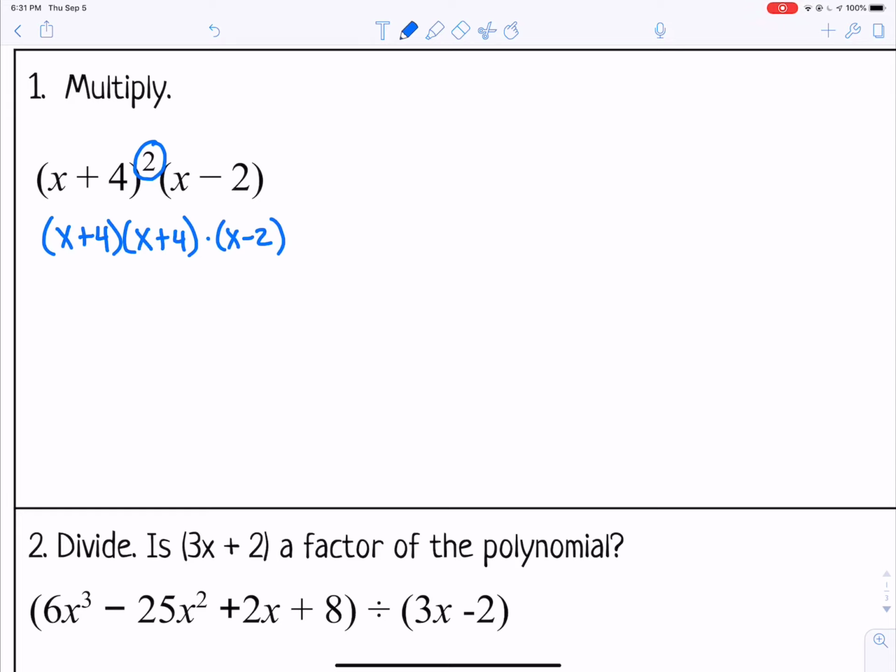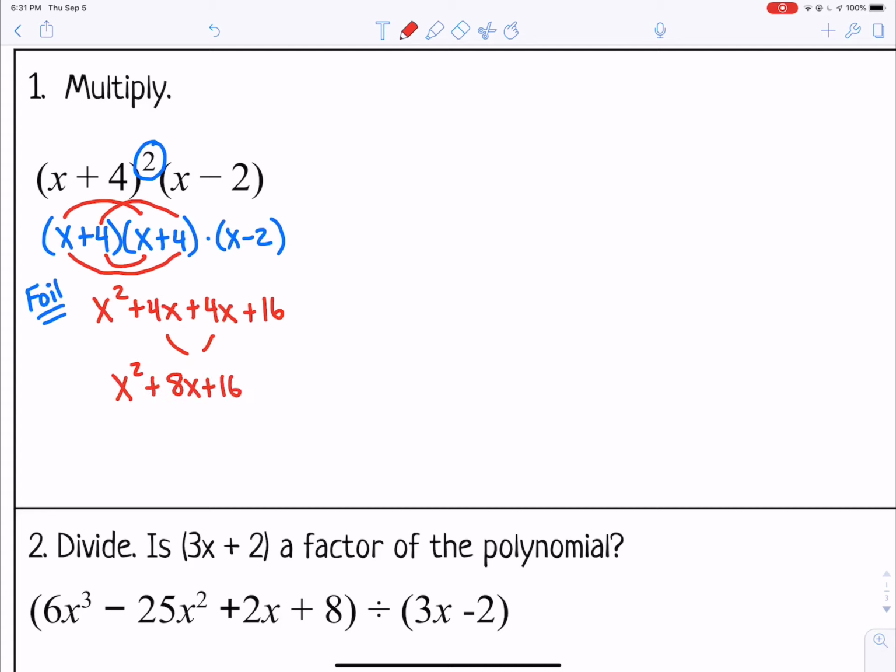So you have to take 2 at a time and FOIL them, and then we'll use the last binomial to multiply together and get our answer. But only 2 at a time would work to start with. So I'm just going to use the FOIL method. So let's do first times first. X times x is x squared. Outside times outside, that'd be 4x. Inside times inside is another 4x. And then last times last is 16. And then combine these two like terms in the middle, so we get x squared plus 8x plus 16.